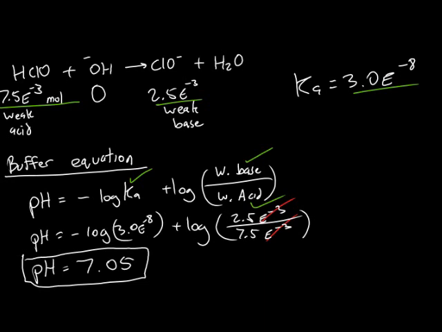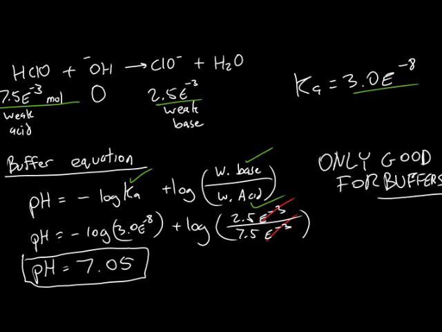This equation is only good for buffers. This means you must have a weak acid and its conjugate weak base together in order to use this. If you don't have a weak acid and a conjugate base together, this formula will not help you at all. So make sure to verify that you do in fact have a buffer before attempting to go to this equation.